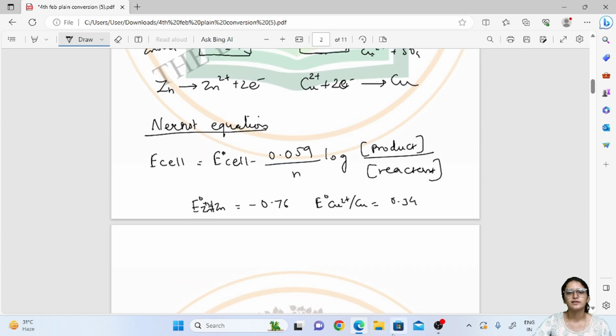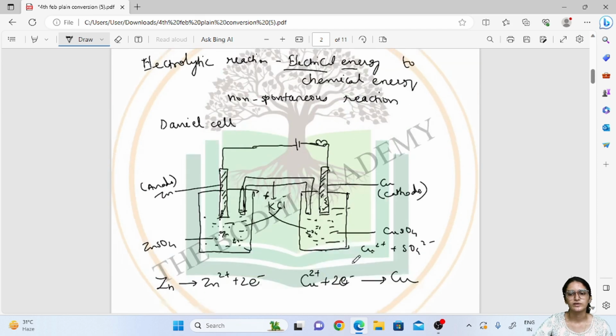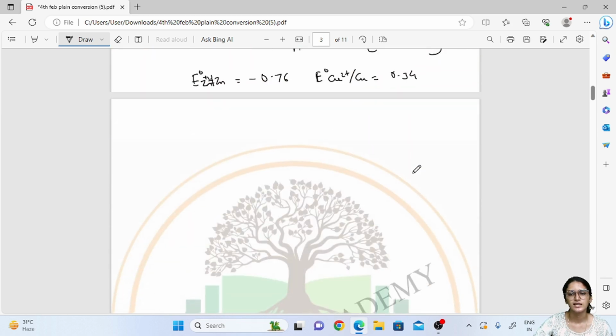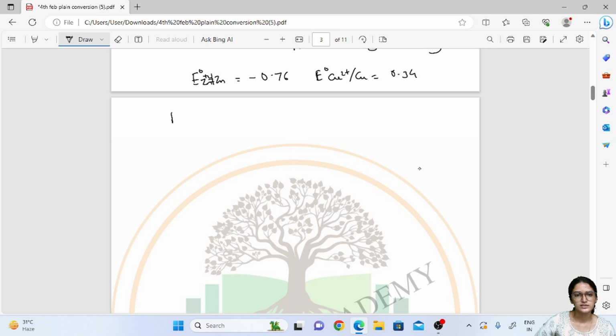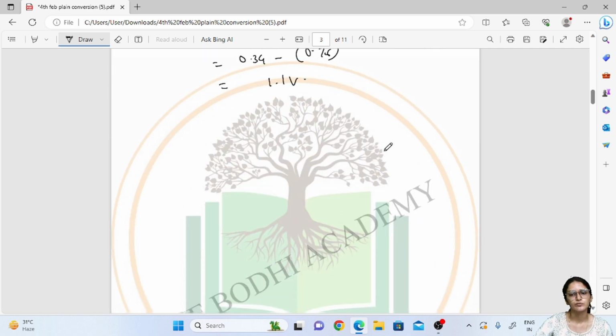Now here in this cell, which is the cathode and which is the anode? Cathode is our copper and anode is zinc. So the formula goes like this: E naught of cell is equal to E naught of cathode minus E naught of anode. Our cathode is copper and the E naught value is 0.34 minus, this is 0.76. So this will come up to 1.1 volt. So E naught of the Daniell cell is 1.1 volt.